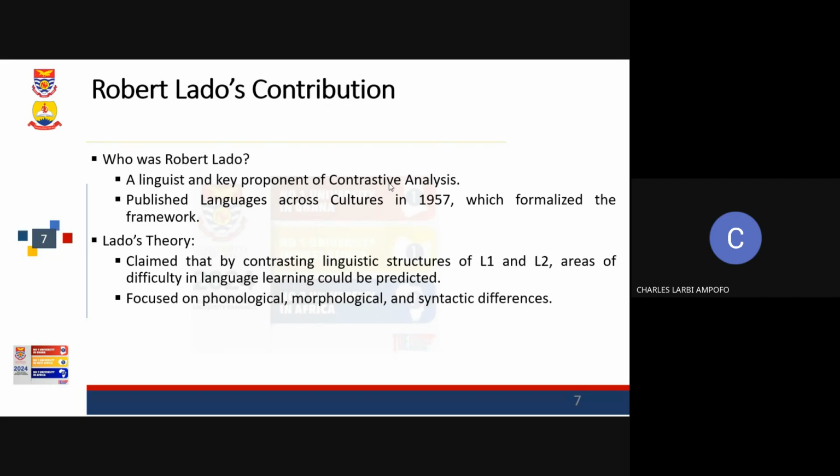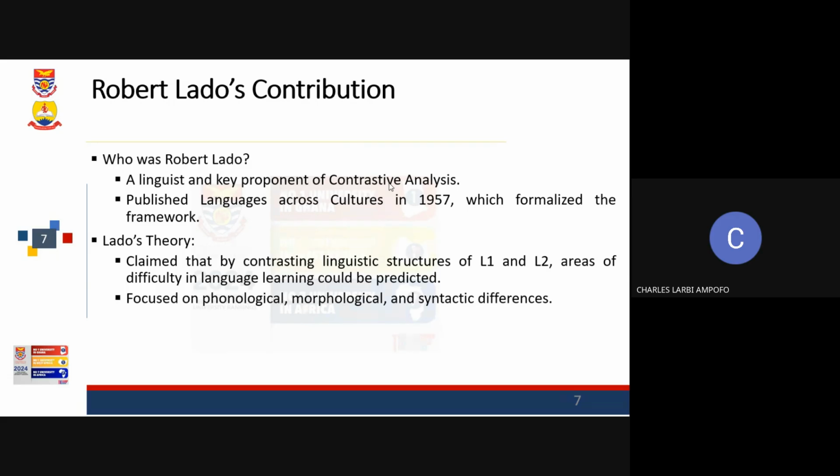It means that you need to compare. Earlier I said, okay, let me use the Ga. It means that you must compare the Ga language to that of the English language. Okay. By comparing, what do you compare? Their structures. What are these structures? Phonological structures. That is, if you pick the Ga, you look at the sound system of Ga, you compare it with that of English, you find out their similarities and also their differences.